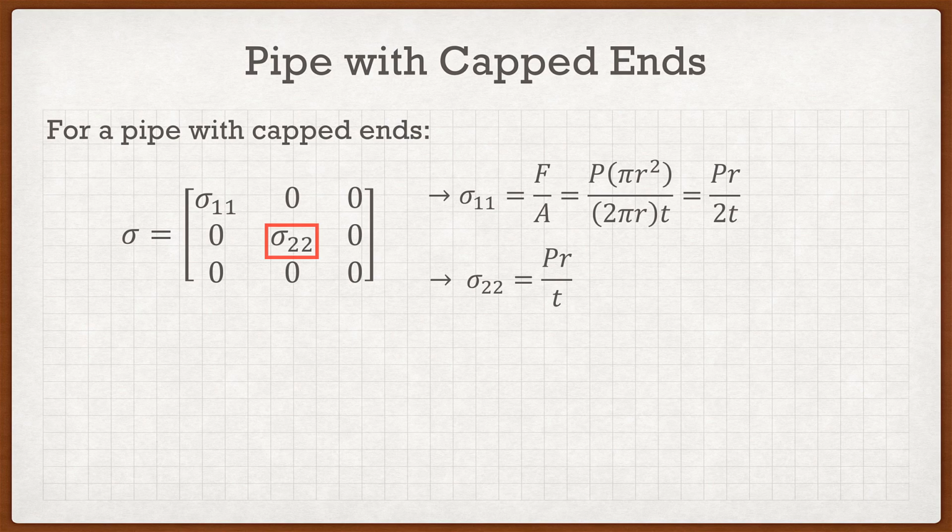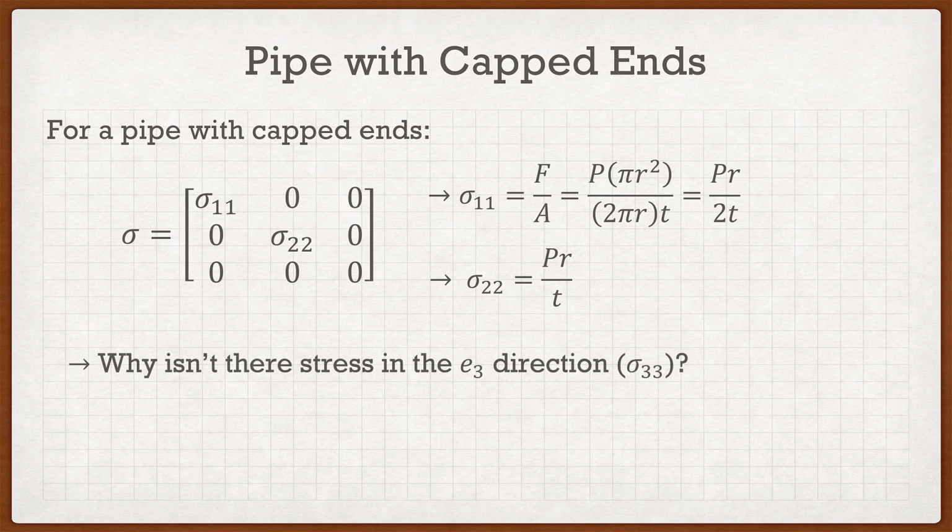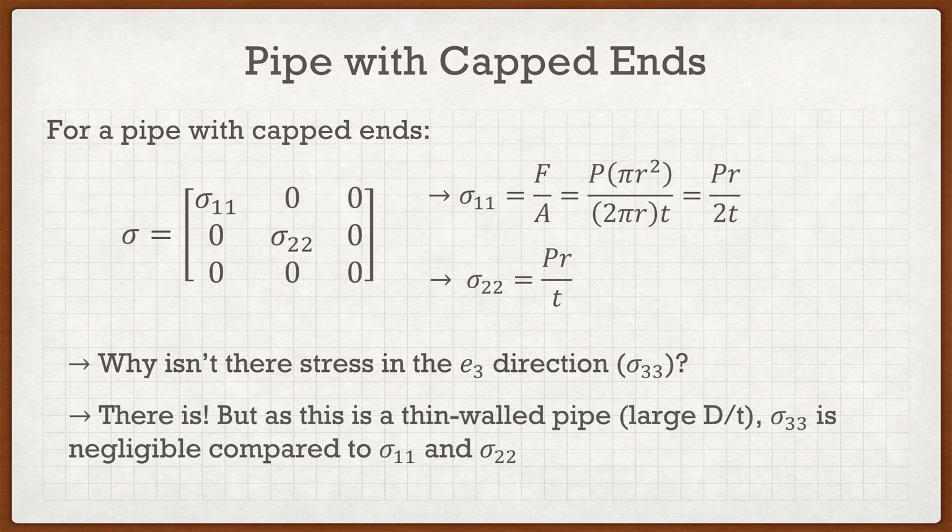We don't have 2t. But I know a lot of you guys are wondering, well, I can see why there's no shear stresses. But shouldn't there be a stress in the E3 direction, a sigma 33? Well, there is a stress in that direction. However, since this is a very thin-walled pipe, so the diameter is much greater than the wall thickness, sigma 33 is actually quite negligible compared to sigma 11 and sigma 22. It won't play any sort of effect, therefore we can just ignore it.